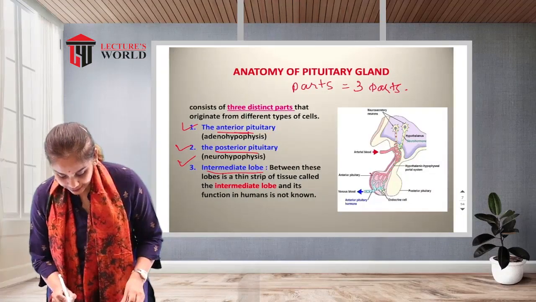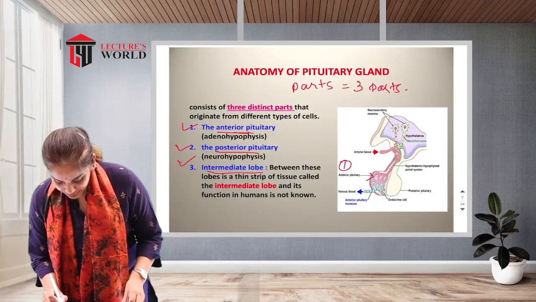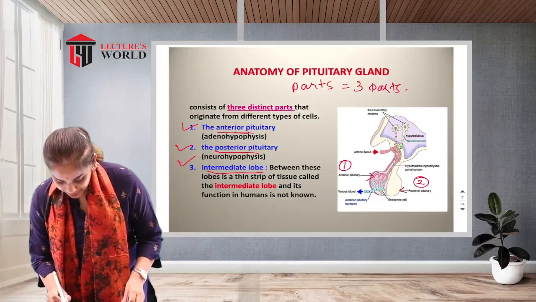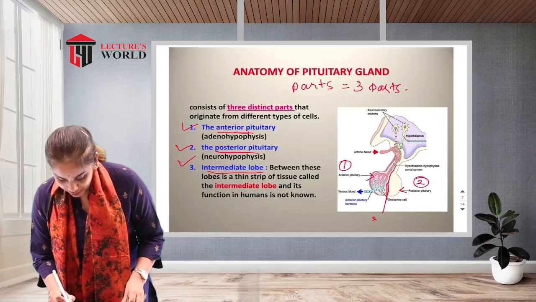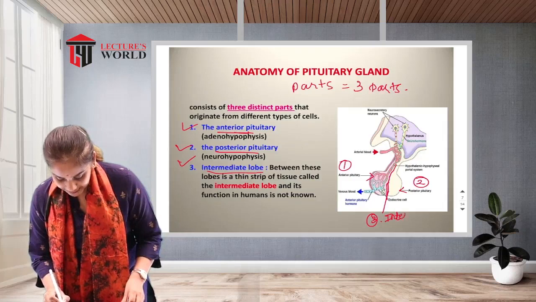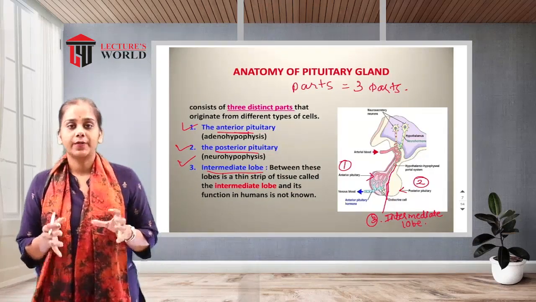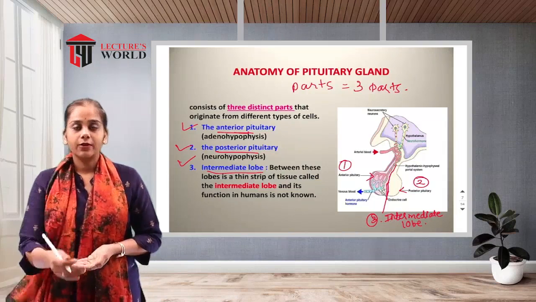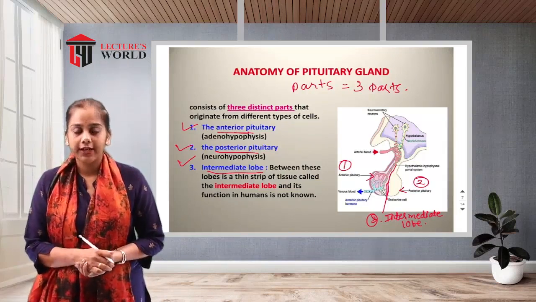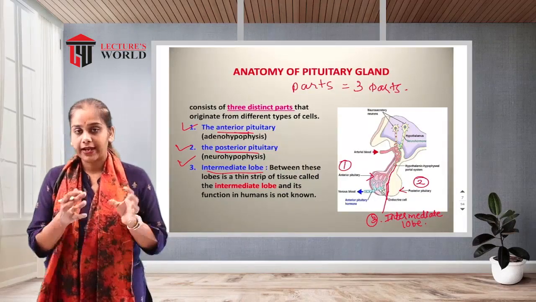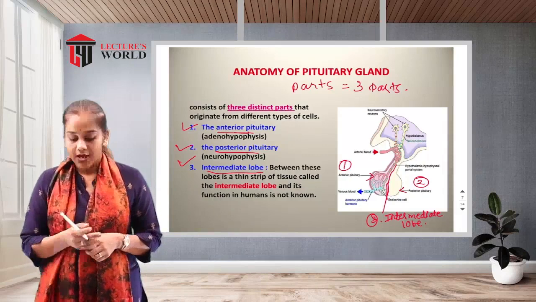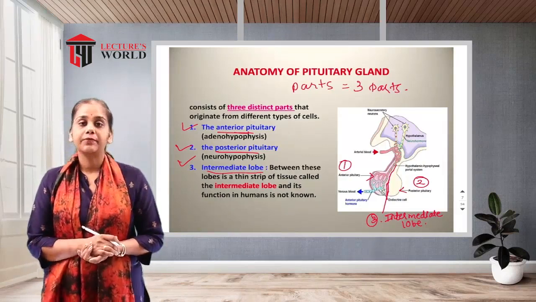This is the anterior pituitary. This is the posterior pituitary, and in the middle portion here there is an intermediate lobe. So three major parts of the pituitary gland: the anterior portion, known as the anterior pituitary, the posterior portion, known as the posterior pituitary, and between the anterior and posterior portions there is a middle portion, known as the intermediate lobe.